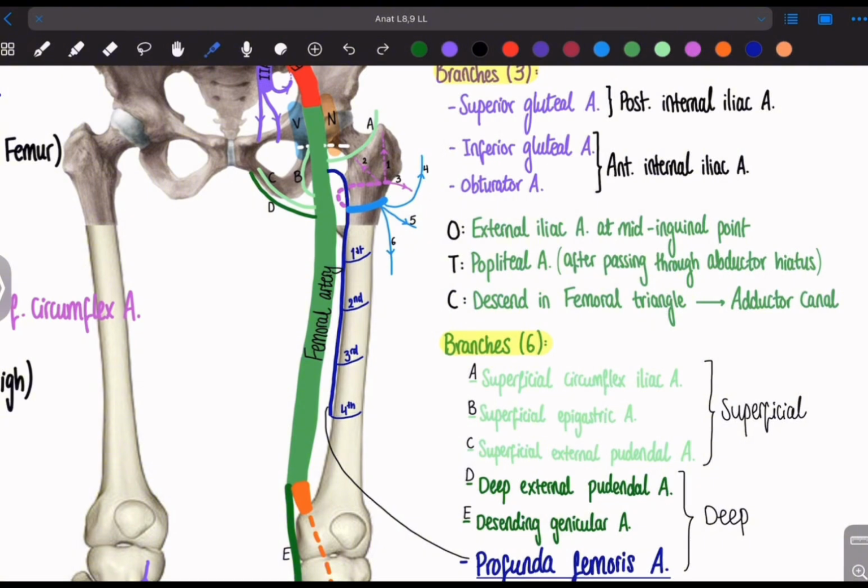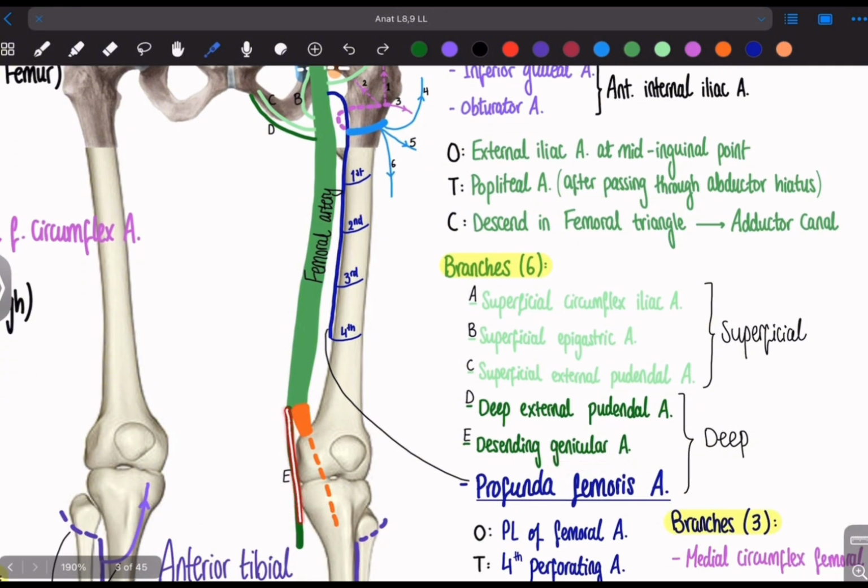Then we have the descending genicular artery. The descending genicular artery is right here, okay? Genicular means it's going to the knee. So once you see genicular, it means it's going to the knee, okay? So the descending genicular artery, right? This is the second deep branch.